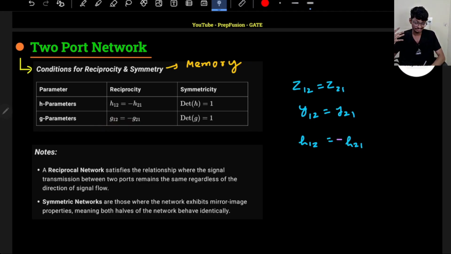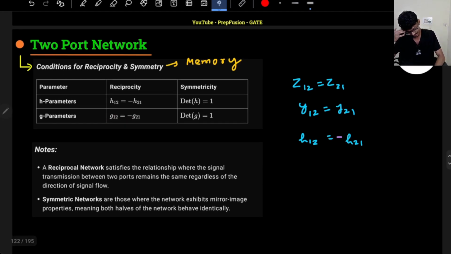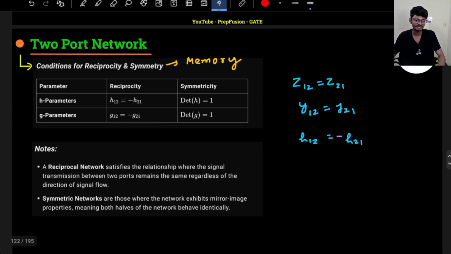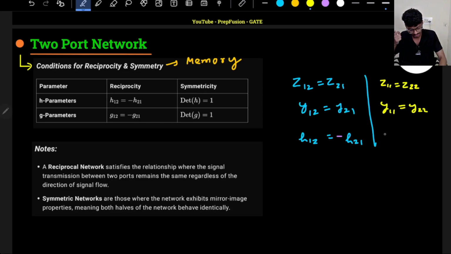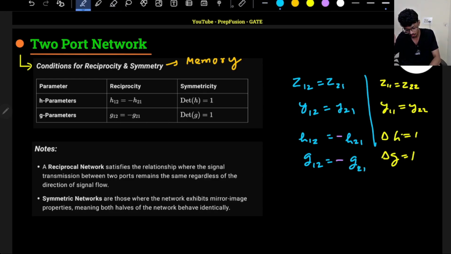Got it? And what is the symmetry condition? Unfortunately this one is quite a lot different. The symmetry condition for the y and z parameters was z11 equals z22, and for the y parameter y11 equals y22. But for the h parameter it is the determinant of h equals 1, and for the g parameter it is also the determinant of h equals 1. And for the g parameter the condition for reciprocity is g12 equals minus g21. So how do we remember this one?